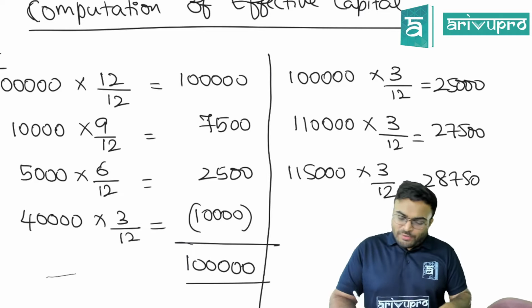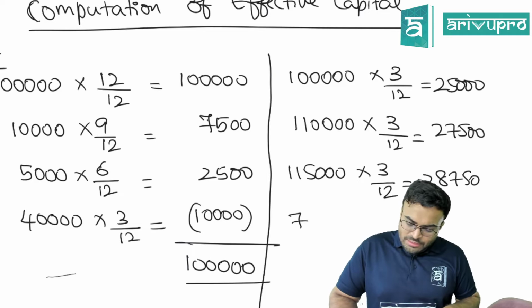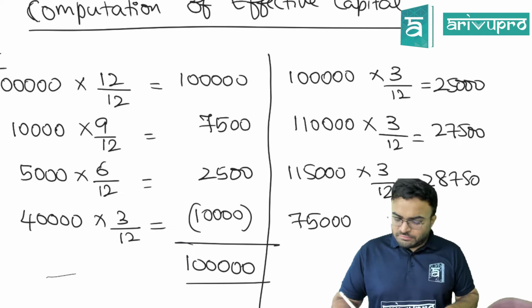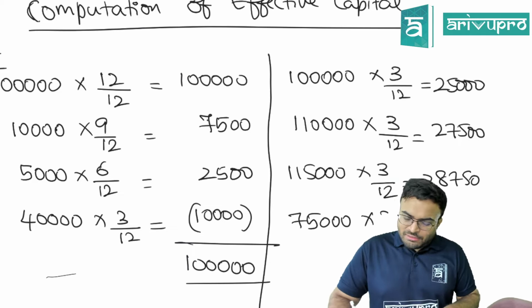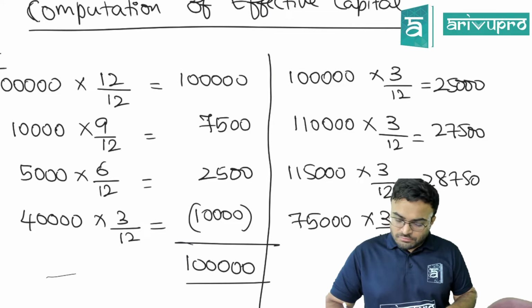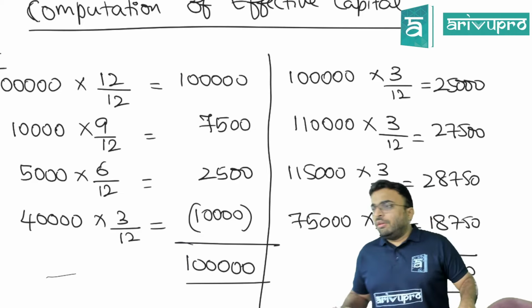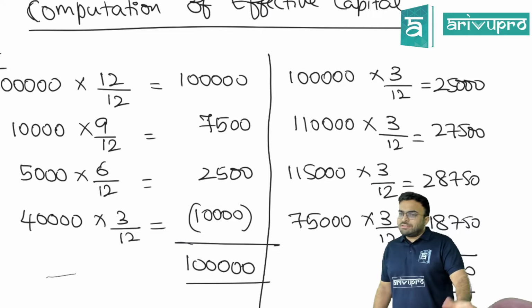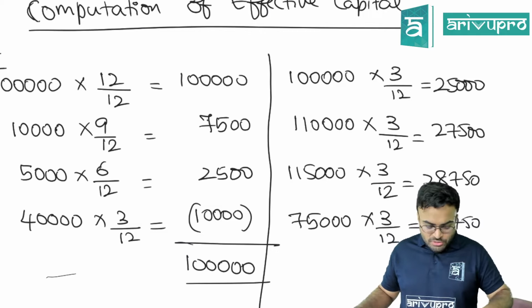After that, they took the money. So their capital reduced from 1 lakh 15,000, it became 75,000. That remained 75,000 for 3 months, 3 by 12, that gives you 18,750. If you total this also, it should be 1 lakh only. These are just two alternatives. Whichever you want, you can use.